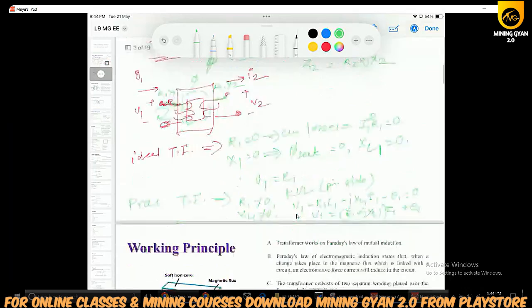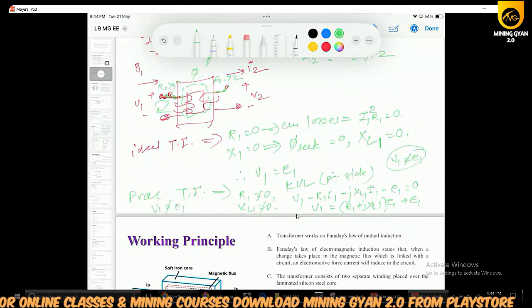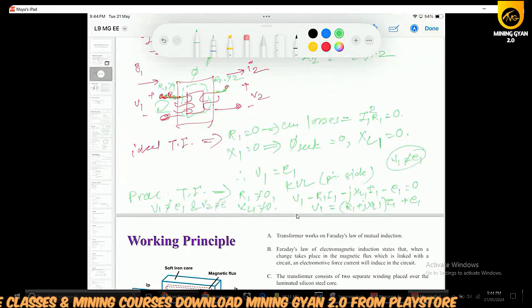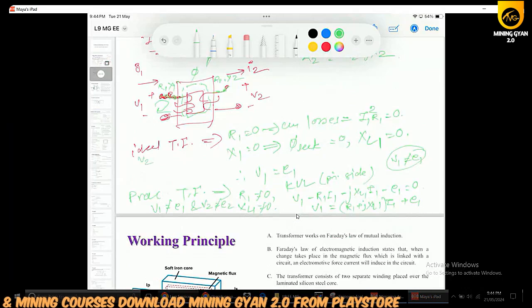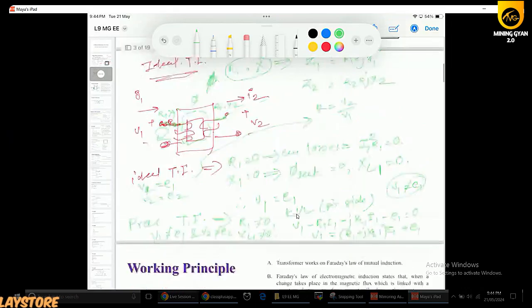In case of a practical transformer, V1 is not equal to E1, but in case of an ideal transformer, V1 equals E1 and V2 equals E2, such that the transformation ratio will be V2 by V1. So this is the thing, I think that is clear now.